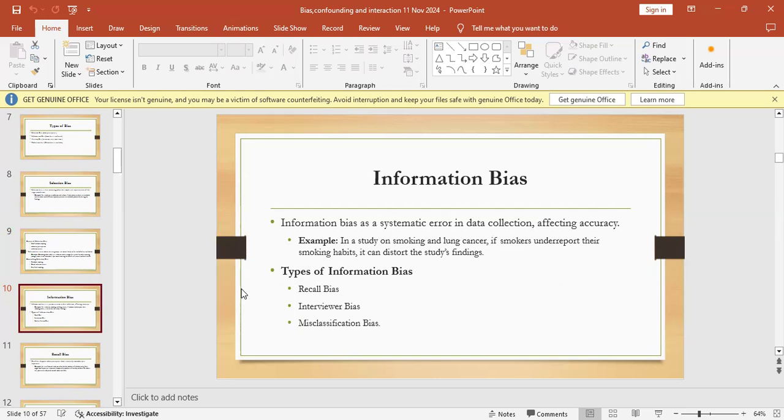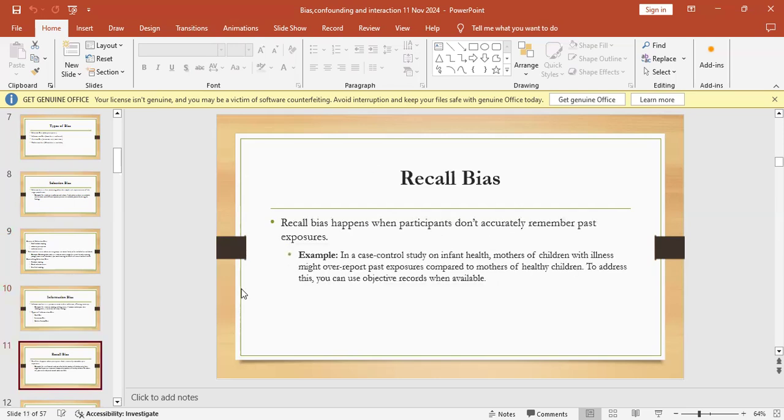There are three types of information bias: recall bias, interviewer bias, and misclassification bias. Recall bias happens when participants don't accurately remember past exposures. Example: in a case control study on infant health, mothers of children with illness might overreport past exposures compared to mothers of healthy children. To address this, you can use objective records when available.